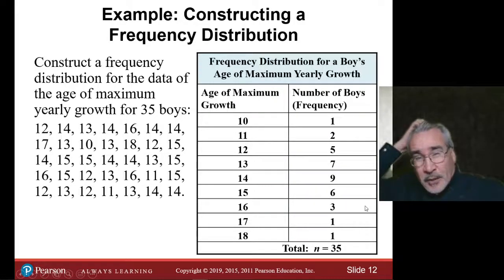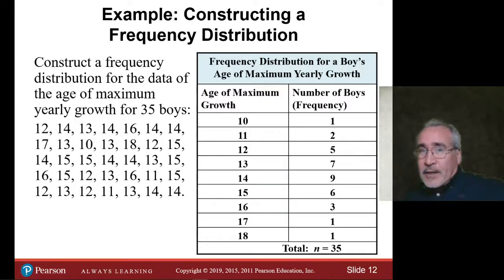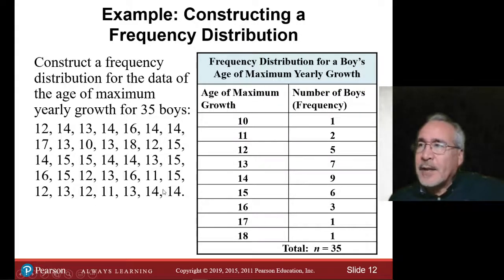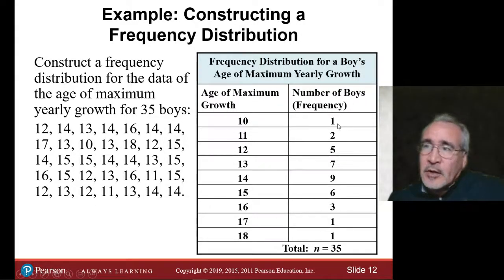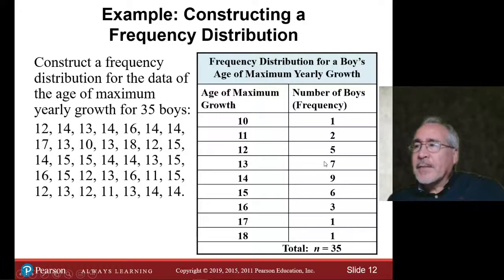In a moment, we will actually make one of these off of some data. But what they've done is they've organized it. They went through and counted how many there are that have 10, and there was only one. 11 had 2. Okay, so they went through and picked them out and tallied them up, and this is what we get. So just looking at that data, what are some things that you can say? Where is the most part of our data?